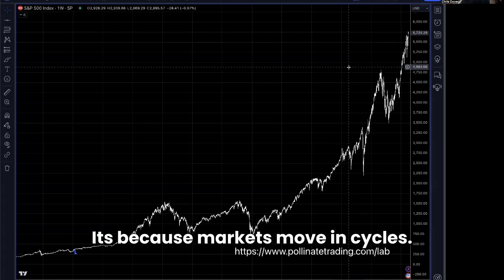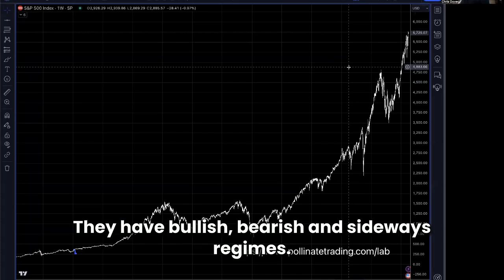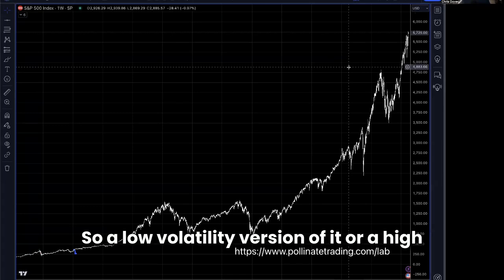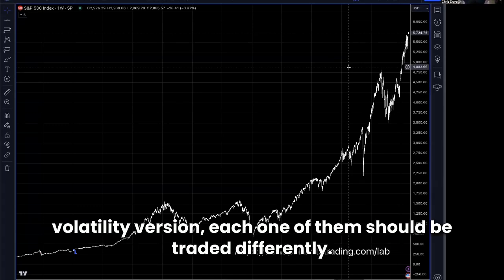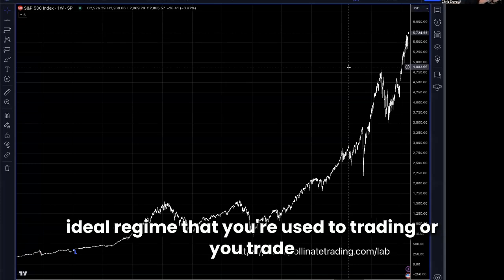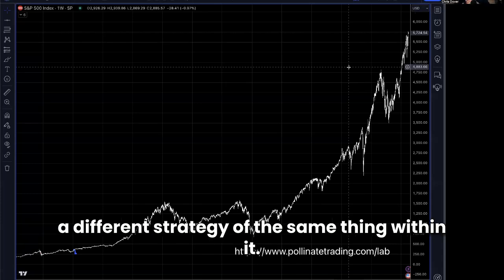It's because markets move in cycles. They have bullish, bearish, and sideways regimes. Each regime has a volatile or a quiet version, so a low volatility version of it or a high volatility version. Okay. Each one of them should be traded differently, whether you move off to something that is in the ideal regime that you're used to trading, or you trade a different strategy of the same thing within it.